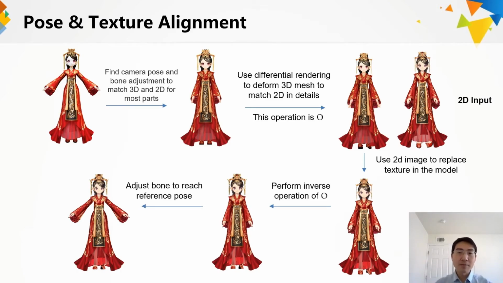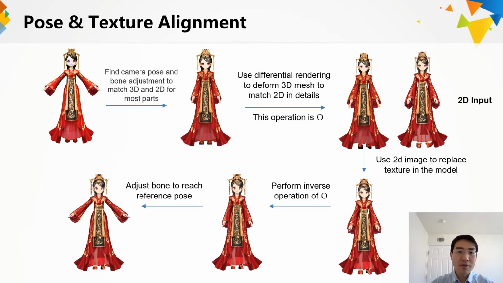So the first step of our work is to perform pose and texture alignment. Because we can see that here are the 3D models, and here is our 2D input for the front view. The pose is very different, and the appearance also has some differences. So learning directly from here to here is almost impossible. Even if we train a model, it is more like noise. So we need to first align the pose and texture. How do we do that?